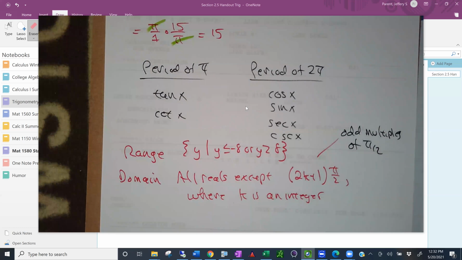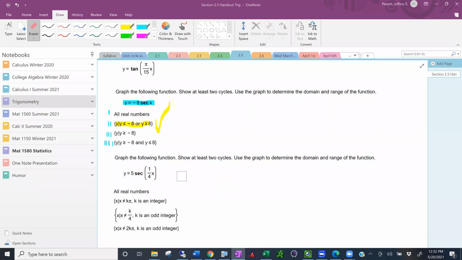And that's going to be the graph of 5 secant of 1/4 x. It says show at least 2 cycles, determine the function, determine the domain and range of the function. So let's work the range part first, because it's going to look a little bit familiar to what we just dealt with.